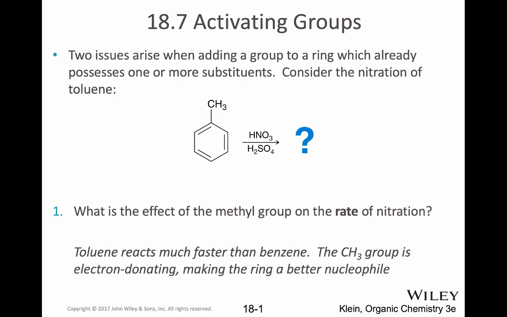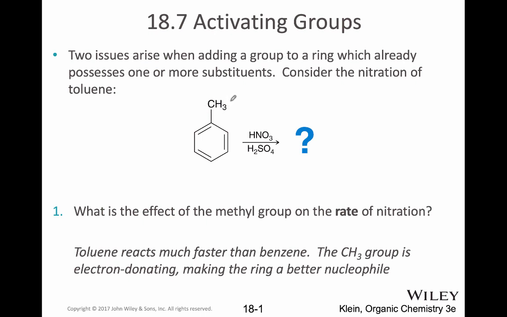There are two considerations that we have to have when we're starting with a monosubstituted aromatic ring. The first one is how fast is the reaction compared to benzene. So, for example, if I start with toluene, the question becomes: is the nitration of toluene faster or slower than the nitration of benzene? That's what we call the rate of the reaction. So a substituent on an aromatic ring can affect the rate of the reaction.